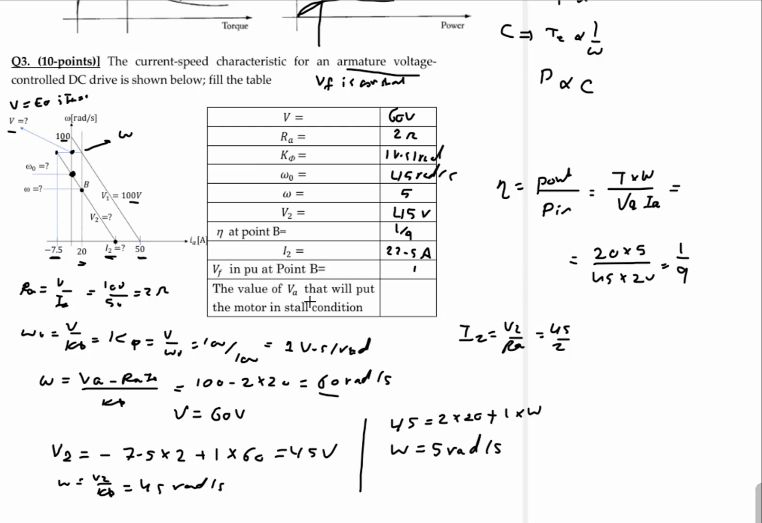The value of VA that will put the motor in stall condition. Now we know that the load is constant, so this means that if we put the torque speed characteristic to intersect with a 20, then the machine will be in the stall condition. So here this means that VA will equal 20 multiplied by the 2, which is the 40 volt.